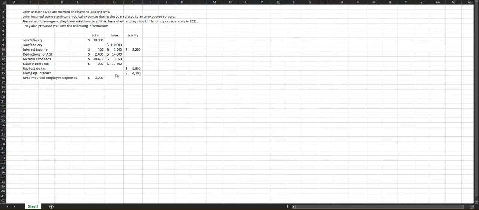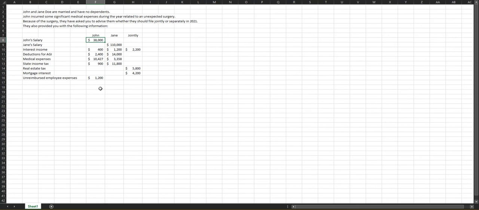In this example, we'll assume we're told that John and Jane Doe are married and they don't have any dependents. John incurred some significant medical expenses during the year related to an unexpected surgery, and because of this, they want to know, does it make sense for them to file jointly or file separately for 2021? We're also given this information in this table for just their salary, interest income, and other tax information.